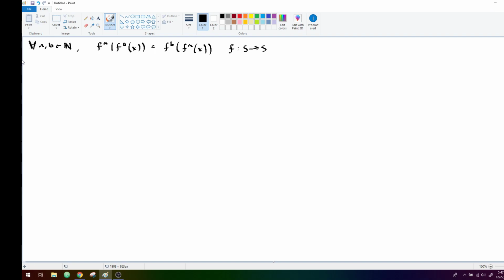Alright, continuing on from last time, we've just established this property of composing a function with itself some arbitrary number of times. That essentially allows us to commute or flip these two applications of the function so long as f is a function that takes inputs from a set and gives outputs in that same set.